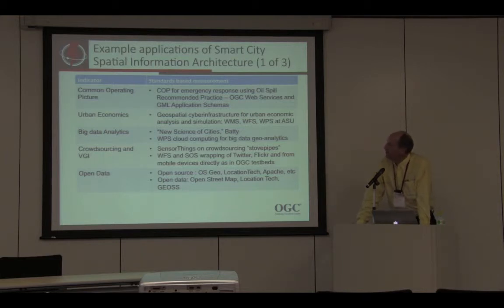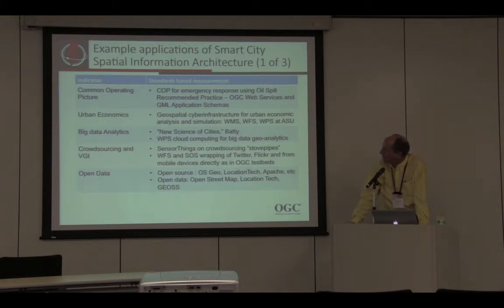So I think we do need to address some other benefits of smart cities that spatial information brings. One is emergency response, and we can bring a common operating picture, best practice to how to work with emergency responses. Urban Economics was a great paper about geospatial cyber infrastructure for examining the urban economic analysis and simulation, so that builds on a WPS that actually helps do that calculation.